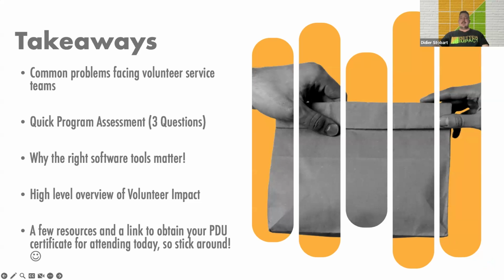Now, today we'll be looking at some common problems facing volunteer service teams. I'll be asking a couple of questions that everyone can answer in the chat, just to give everyone an idea of some common issues that everyone is facing. That will be 3 questions coming your way. I'll be looking at why the right software tools matter. I'll also be doing a high-level overview of Volunteer Impact, so a brief demo of the main features. And then I'll have a few resources at the end, including that link, that certificate of your attendance today.